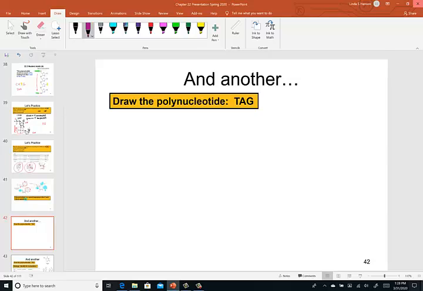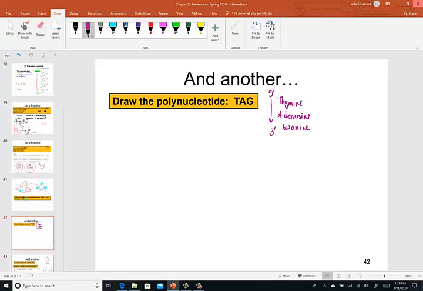Draw a polynucleotide called TAG. What does that look like? T is thymine, A is adenine, G is guanine. Draw the polymer. Let's decide first of all, TAG: thymine, adenine, and guanine. Those are the bases, and this would start up here, reading from 5' down to 3', because that's how we're naming TAG.